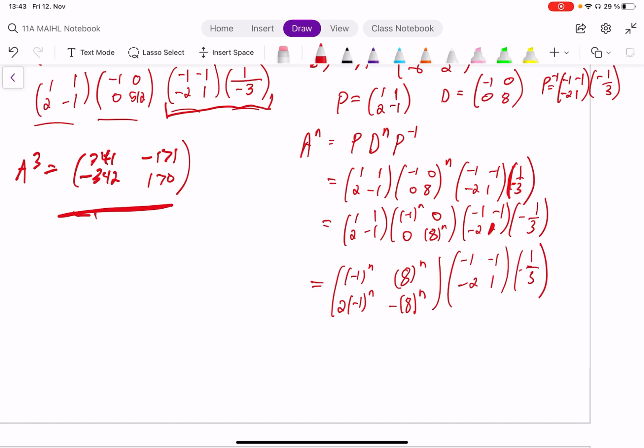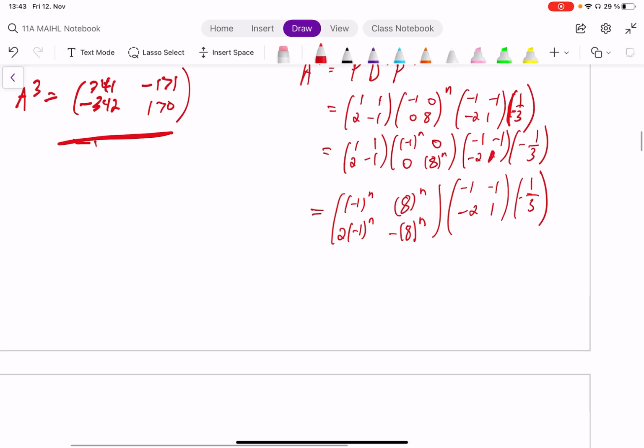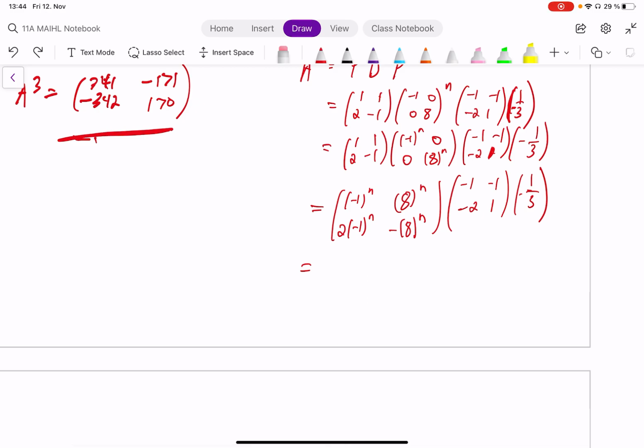I have this 2 by 2 and this 2 by 2, and then I have that times negative 1/3 on the end, because I just don't want to deal with fractions right now. So let's multiply those two together. And so what would happen is I would get this times this plus this times this. So let's combine those to make our first term. So negative 1 to the n times negative 1 is actually negative 1 to the n plus 1, because it's negative 1 times negative 1 to the n. Well, that's just an extra negative 1. So to combine it into one, it's negative 1 to the n plus 1.